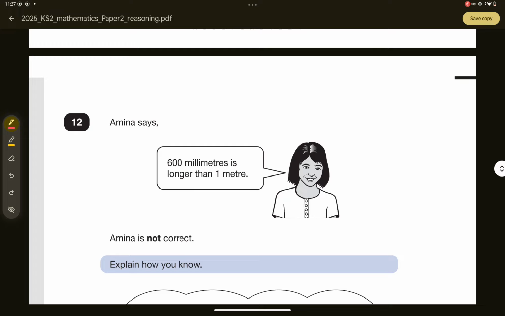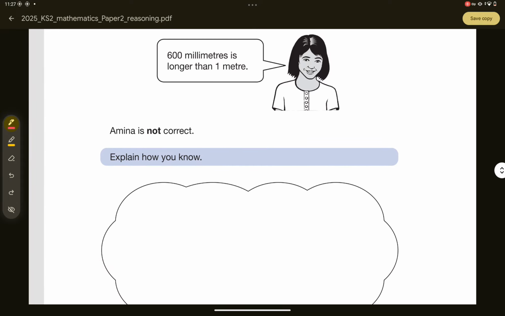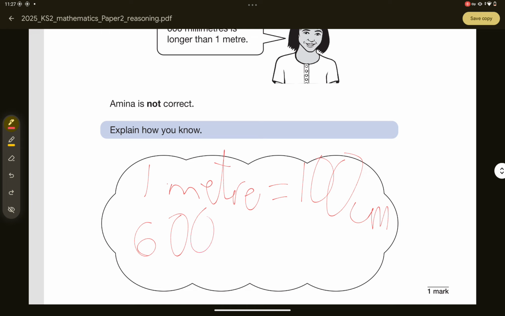Amina says 600 millimeters is longer than 1 meter. Amina is not correct. Explain how you know. So basically, you have to explain this in 4 sentences. But I'm not going to because this ain't a real test. So this is the answer, by the way. 1 meter equals 100 centimeters, and then 600 millimeters.